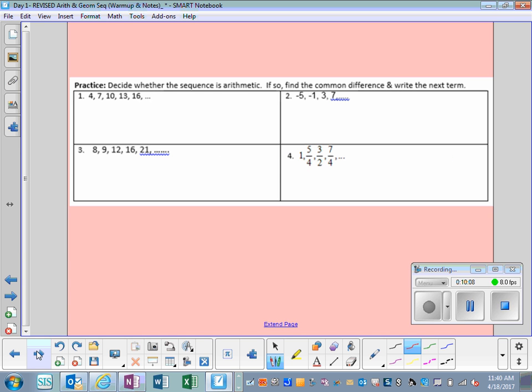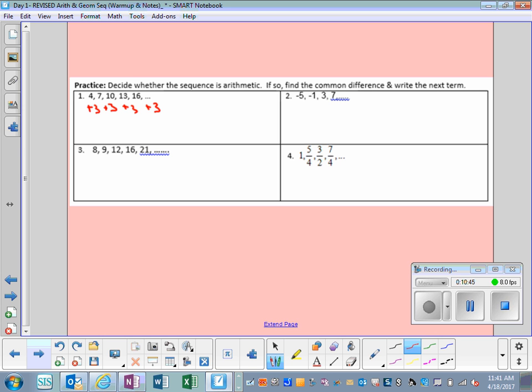Perfect. So let's practice. Decide whether the sequence is arithmetic. If so, find the common difference and write the next term. Let's do the first one together. How do I decide whether this is arithmetic or not? What do I need to check? I need to look at every pair of consecutive terms and make sure the difference is the same. So 7 minus 4 is 3. 10 minus 7 is 3. 13 minus 10 is 3. 16 minus 13 is 3.